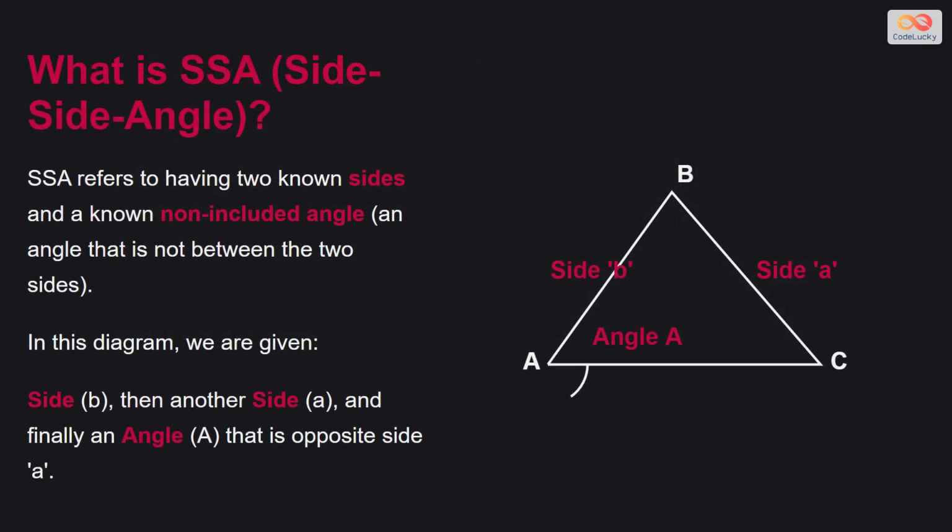So what exactly is side-side angle? It means we know the lengths of two sides and the measure of an angle that is not in between those two sides. For example, if we have a triangle ABC, we might know the length of side B, the length of side A, and the measure of angle A. The angle is opposite one of the sides, not included between them.